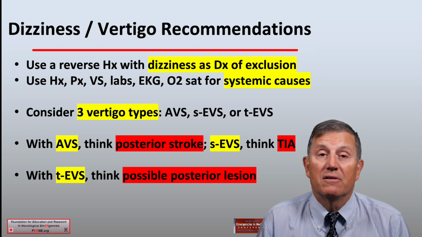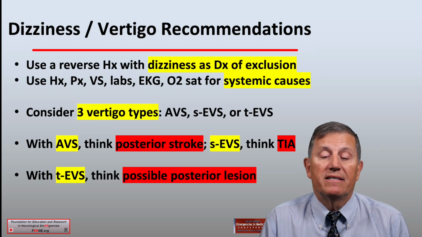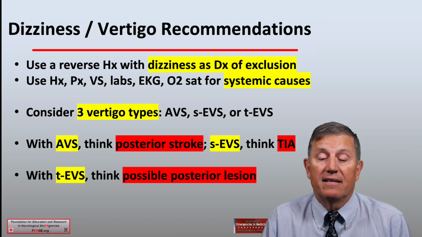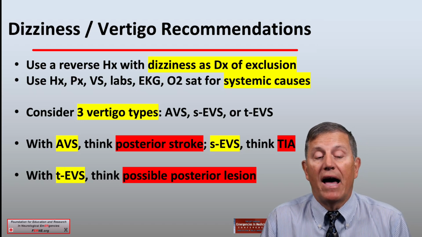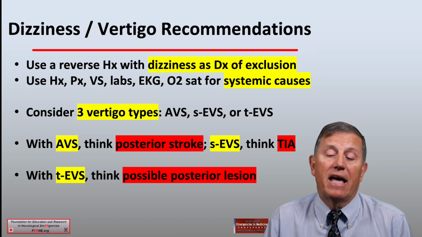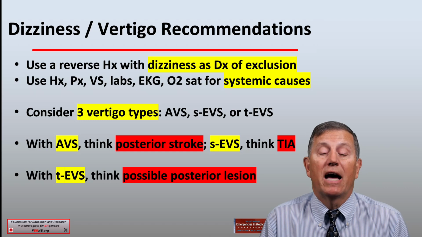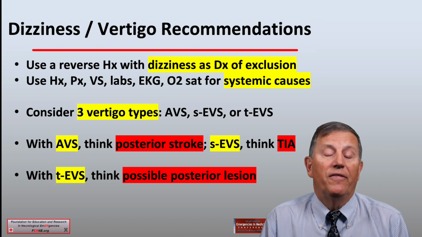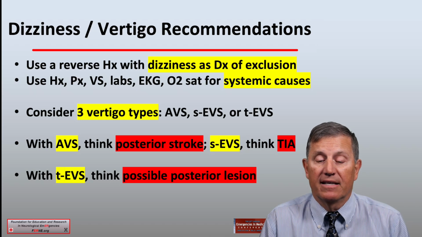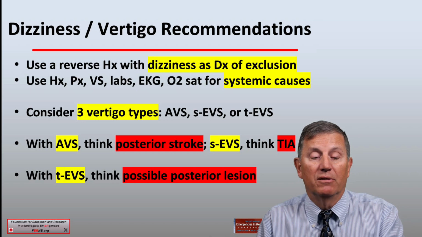So our recommendations as a result of our discussion today: use a reverse history with dizziness, knowing that dizziness is a diagnosis of exclusion. Use your history, physical, vitals, labs, EKG, and O2 sat to exclude systemic causes. Consider 3 vertigo types: AVS and then spontaneous or triggered EVS. With AVS, consider posterior stroke. With spontaneous EVS, consider TIA. With triggered EVS, think possible posterior lesion.